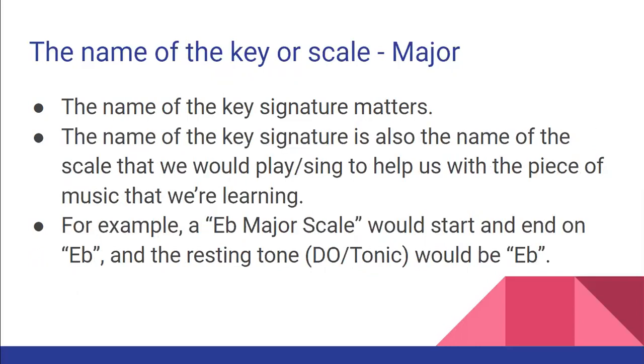So the name of the key signature is not only going to be referred to as do and tonic, but it's also going to help us establish how we play a scale that would help us prepare a piece of music that we're learning. For example, if a piece is in E flat major, we would use the E flat major scale, meaning that it's going to start on E flat, the high note in the middle of the scale is going to be E flat, and the last note that we play is going to be E flat.